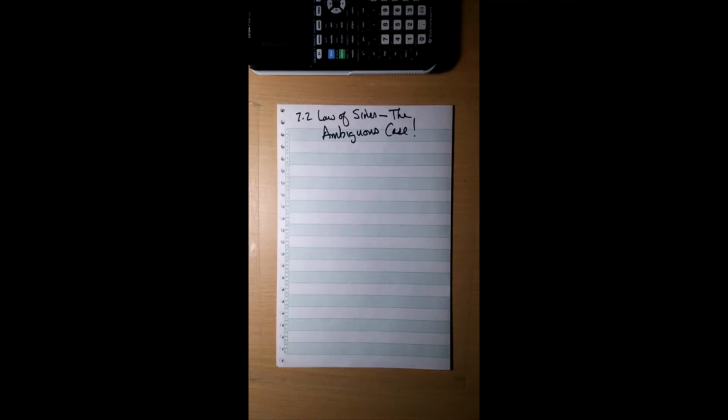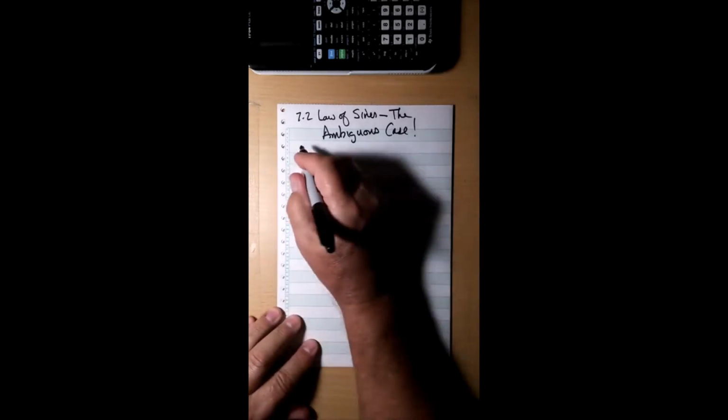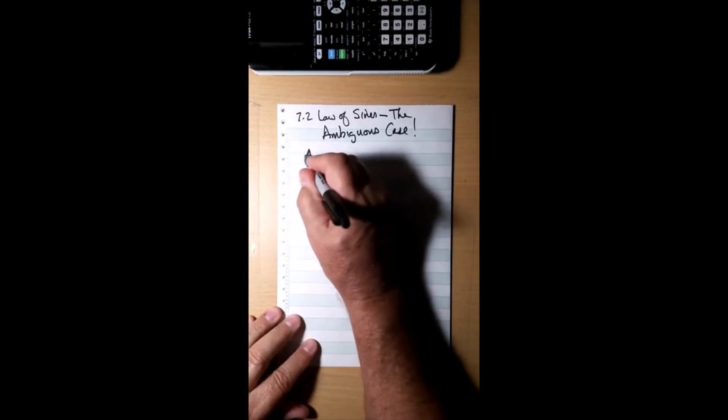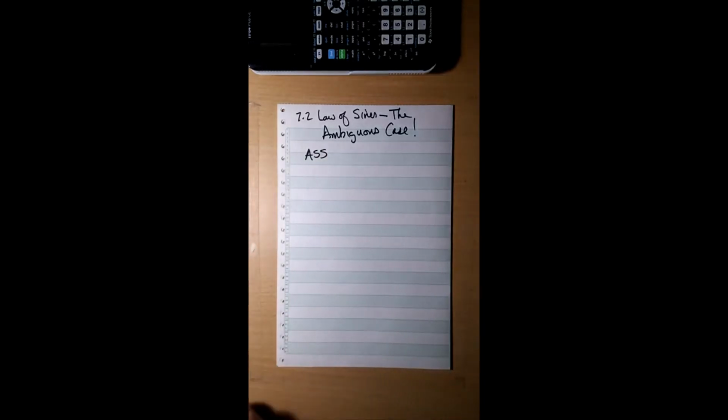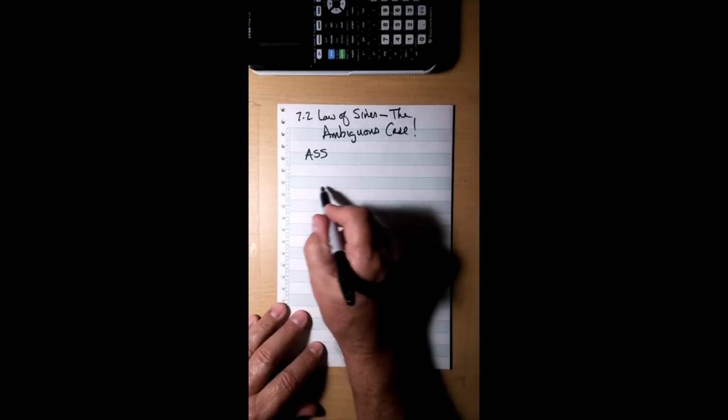So 7.1 is all done for trig. In 7.2, we continue our look at the law of sines, but talk about this ambiguous case. It's really when you have angle side side. Three things can happen with angle side side.